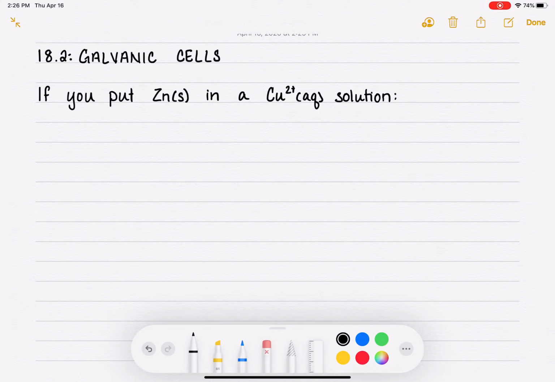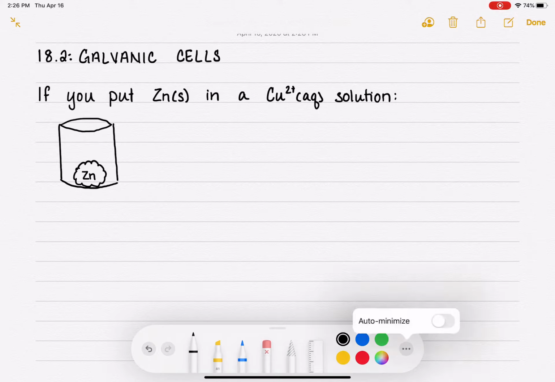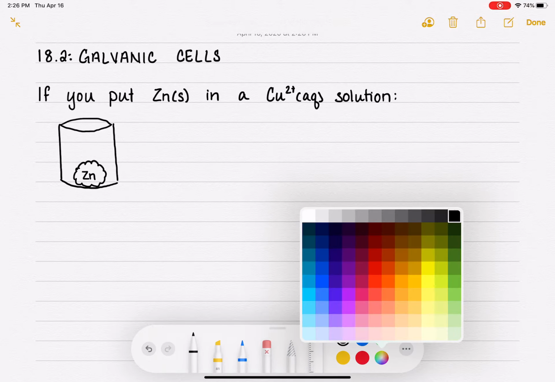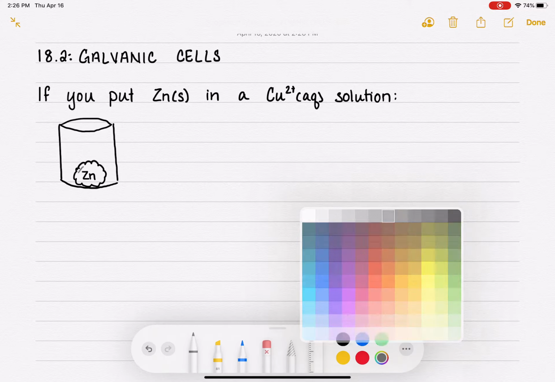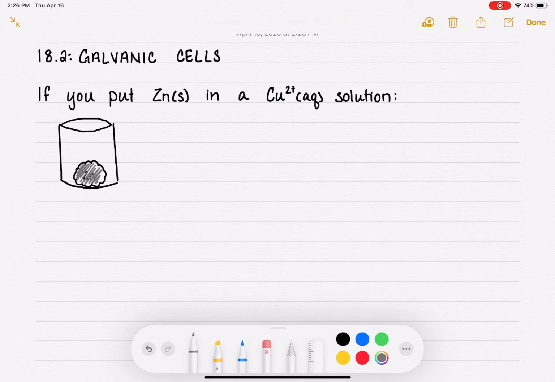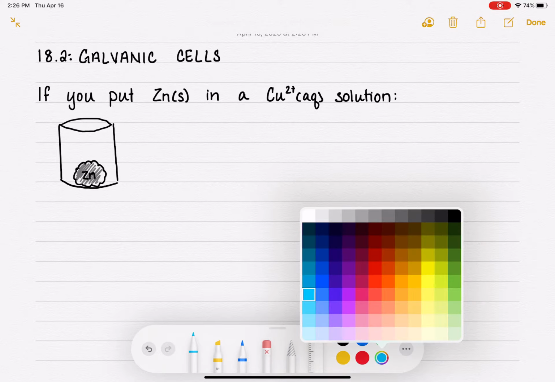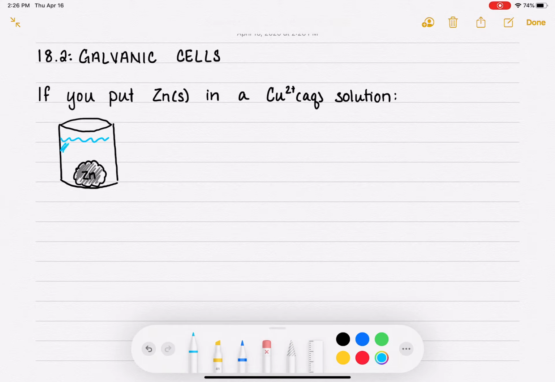And so let me draw a picture of what that would look like. Let's say that I had a beaker. I would probably do it in a test tube, but it's easier to draw a beaker. So here's my beaker, and I'm going to put down here my chunk of zinc. And zinc, it's like a rock, sort of. And it's this gray color, so I'm going to color it gray. There we go. And then the copper 2+ solution is kind of like this teal color, like that.